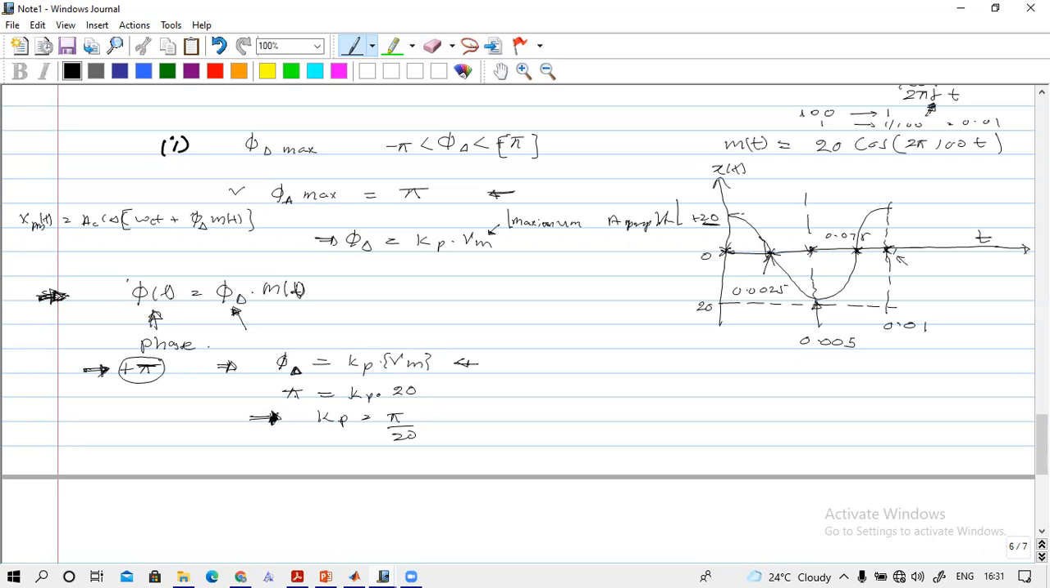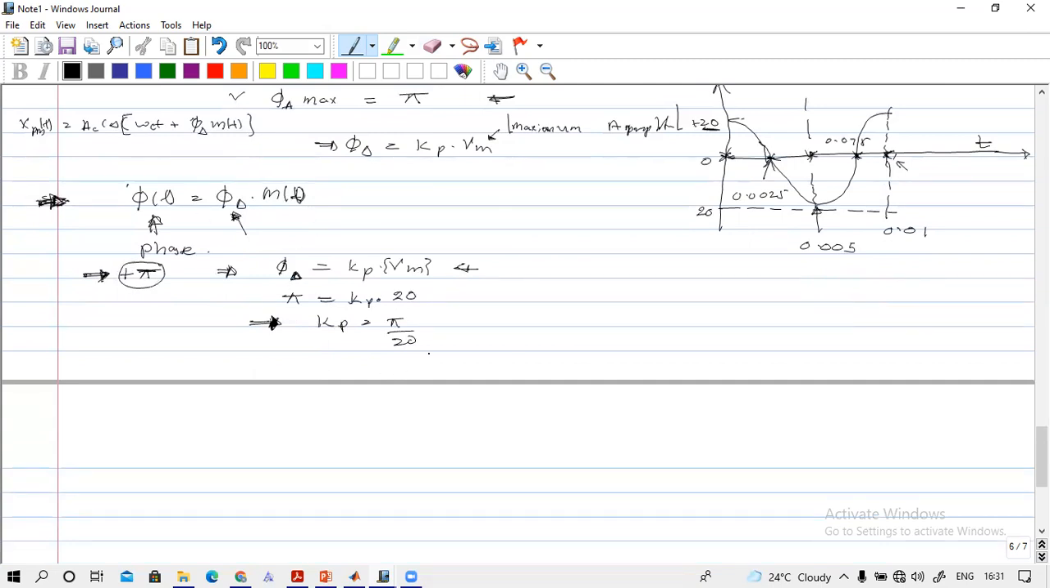So easily we can find the Kp, but you should understand the concept here. What is the concept? This MT is changing sinusoidally, time to time. At the maximum point, it takes the value 20. So this phase shift also will get the maximum value when MT is maximum. So what is the maximum of MT? That is 20.